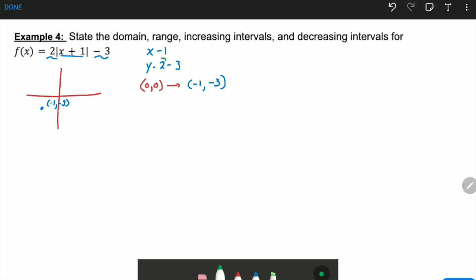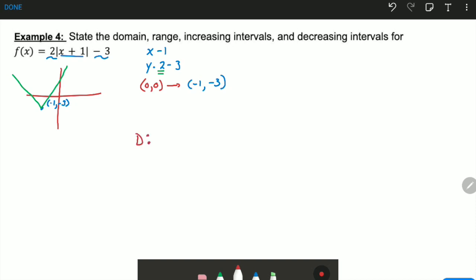Since we're multiplying by a positive 2, that means we're not reflecting it. So the V shape is still up and down. I mean, it is going to be stretched vertically. But that's not going to affect domain, range, increasing or decreasing. The only thing that would is if there's a reflection there. So we have our rough graph, and this is actually enough to do domain, range, increasing intervals, and decreasing intervals. So let's go ahead and get started.